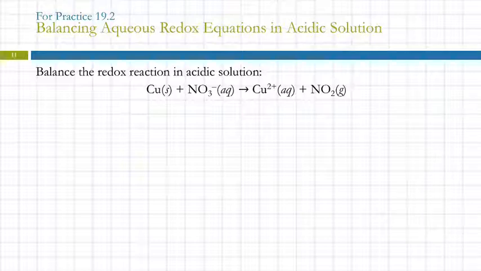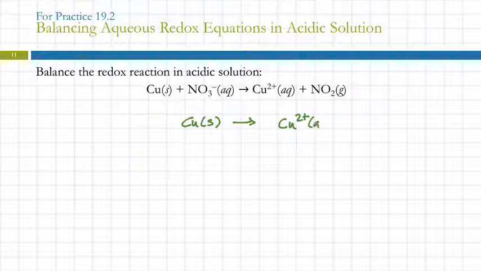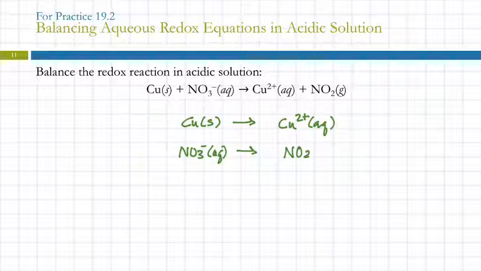Let's do another one. Here we have copper metal plus nitrate ion making copper 2 ion and nitrogen dioxide. So we're going to split these into 2 reactions, 2 half reactions. So there's copper, and then we pick the one that's most like it to be on the product side, so it'll be the 2+ copper ion. And then we're going to take the other reactant, the nitrate ion, and that one's going to turn into NO2.